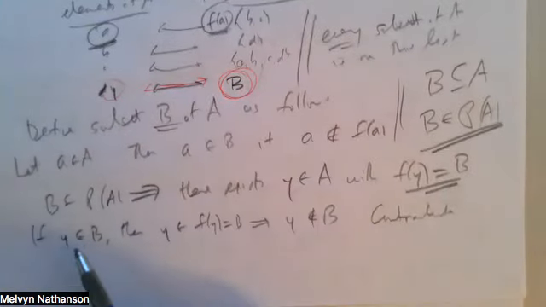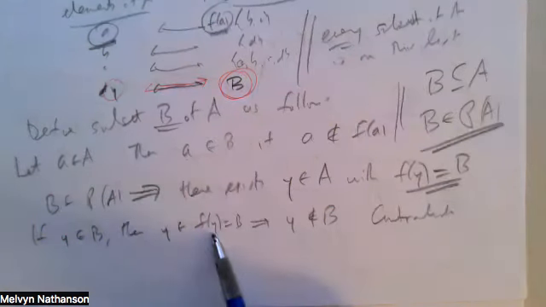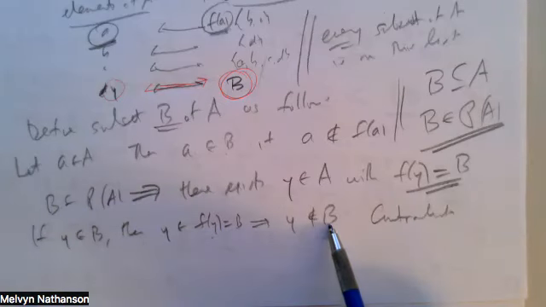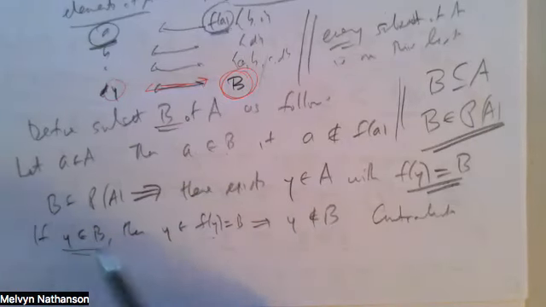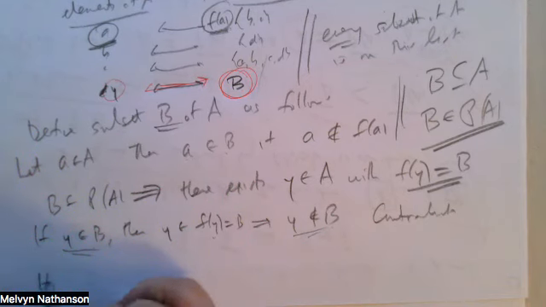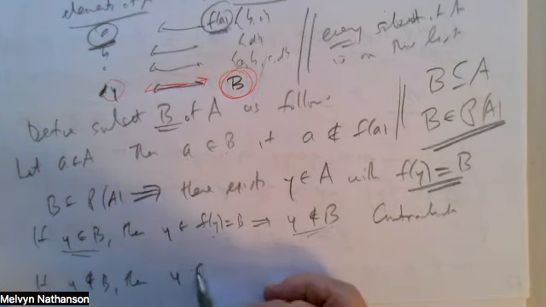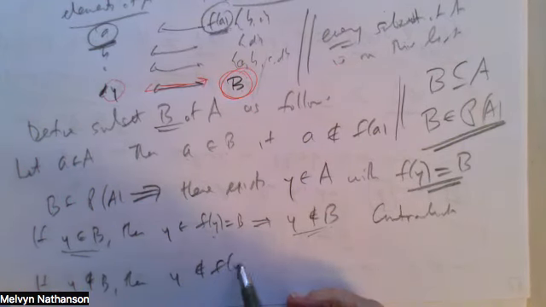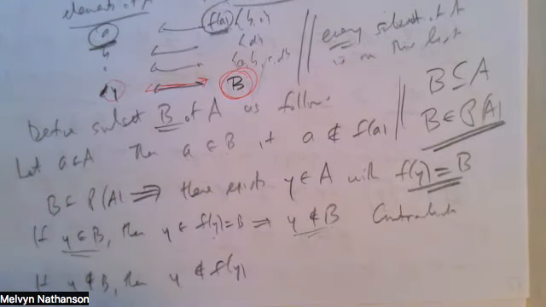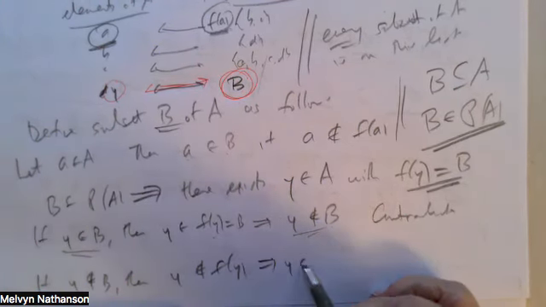We're saying that if Y is in B, then Y is in F of Y, because F of Y is equal to B. But if Y is in F of Y, then Y is not in B. So somehow, if Y is in B, then it's not in B, which is ridiculous. That's a contradiction. So therefore, it has to be that Y is not in B, which means Y is not in F of Y, because F of Y is equal to B.